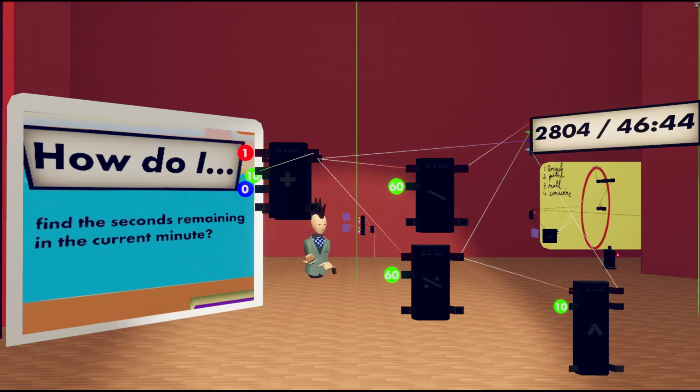But after you've done that, the question is, how do you find the seconds remaining in the current minute? And that's all the modulo chip is. It finds the remaining seconds after you've already found the number of minutes. And in fact, I need to move on to the next slide.